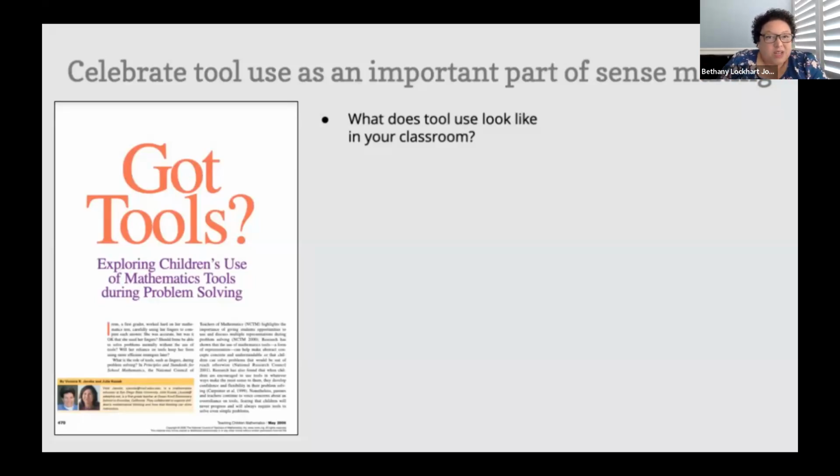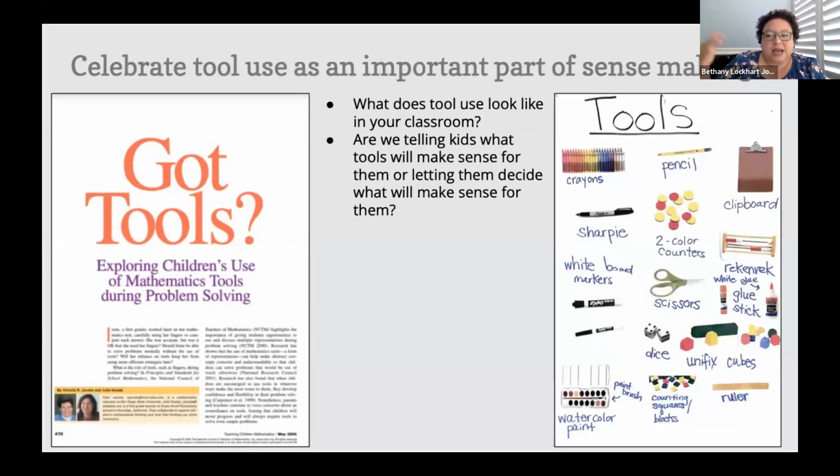So I invite you to think about, what does it look like in your classroom? And so in my classroom, every time, this is a kindergarten classroom, every time we had a tool, we would do a quick tool talk and we'd add it to the list, right? So the first day we started this poster. This was a living document in the classroom. So the first day they were using pencils, they were using crayons, and they were using a clipboard.